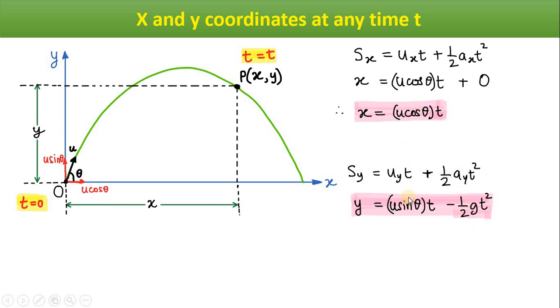So these are the two equations, x and y coordinates of the particle at any time t. So using this formula, you can find out the location of the particle anywhere on this path, anywhere you want.